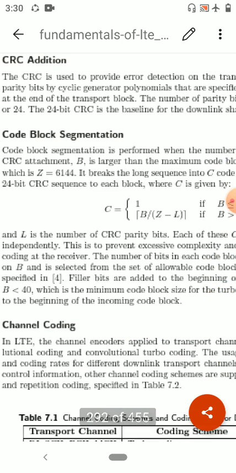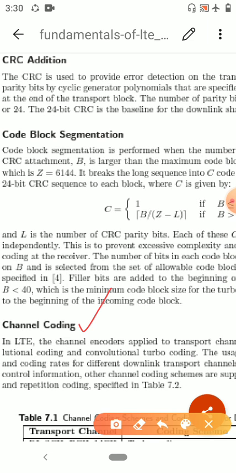Next, channel coding, and this topic I will explain in the next video.